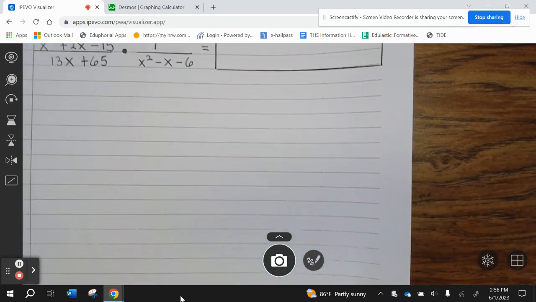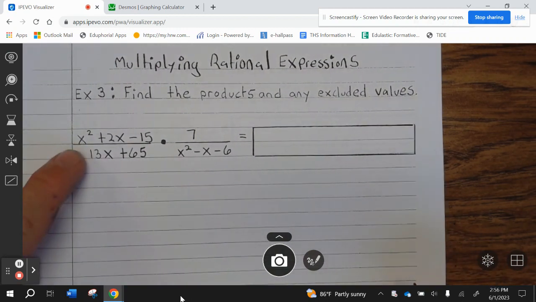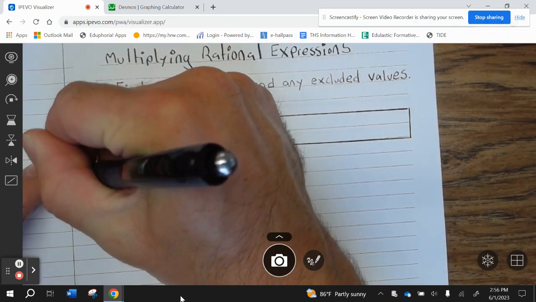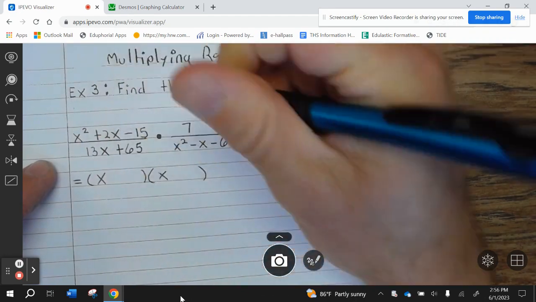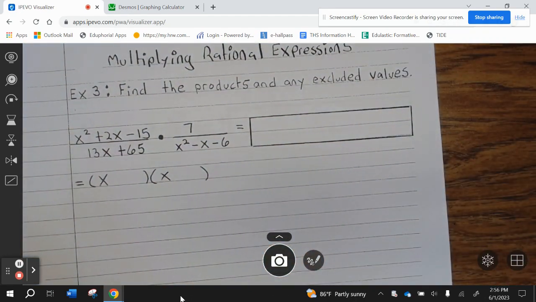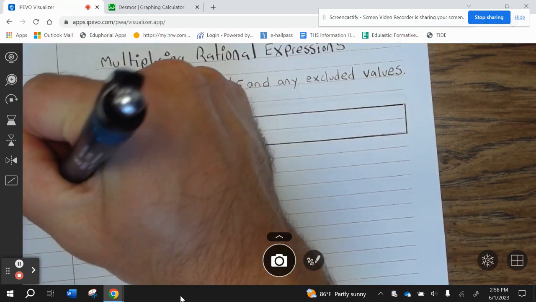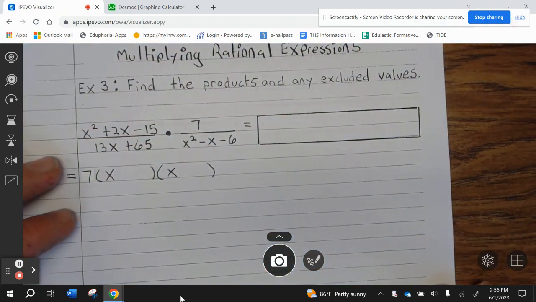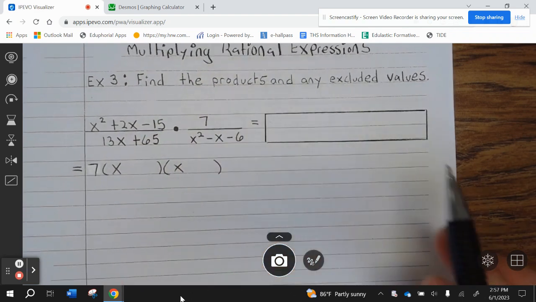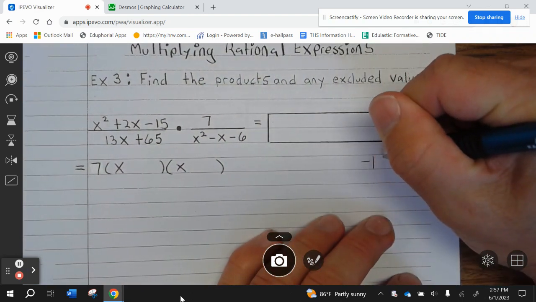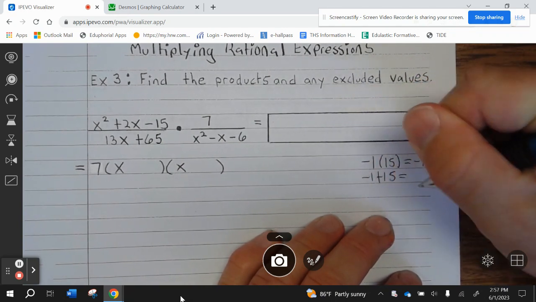All right, example 3. Find the products and any excluded values. Okay, so we're going to factor the numerator first. So that's parentheses, x and x. And let's just go ahead and move the 7 to the front. Okay, now we need to figure out what numbers multiply to give you negative 15 combined to be 2. Okay, since the middle number is positive, the bigger number is positive. So negative 1 times 15 is negative 15. Negative 1 plus 15 is 14.